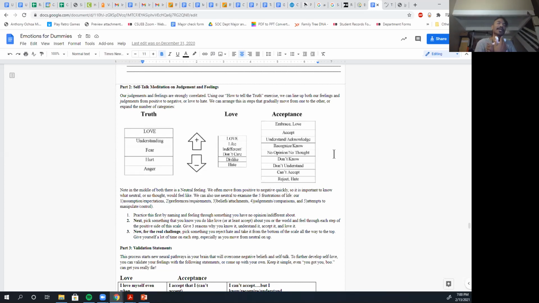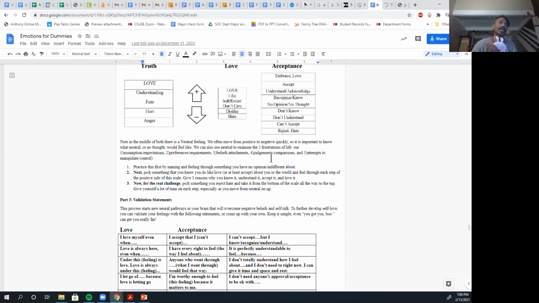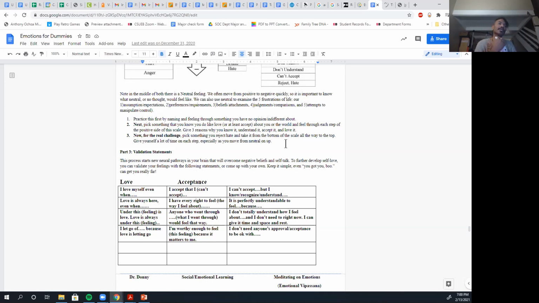Okay, and then at the bottom, there's some validation statements we can give ourselves anytime we do this exercise, okay? So please practice these and put them in your own language. Say these things to yourself. I love myself, even when my mother ignores me with housework. That's the one thing I never said to myself as a kid. I love myself, even when my mom obsessively does housework.